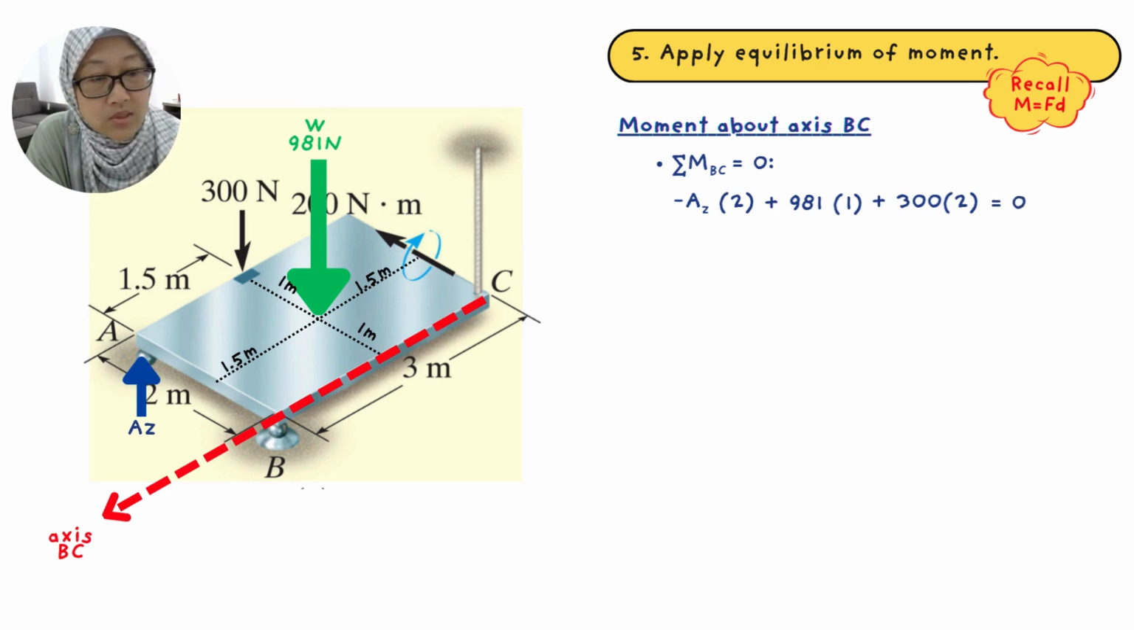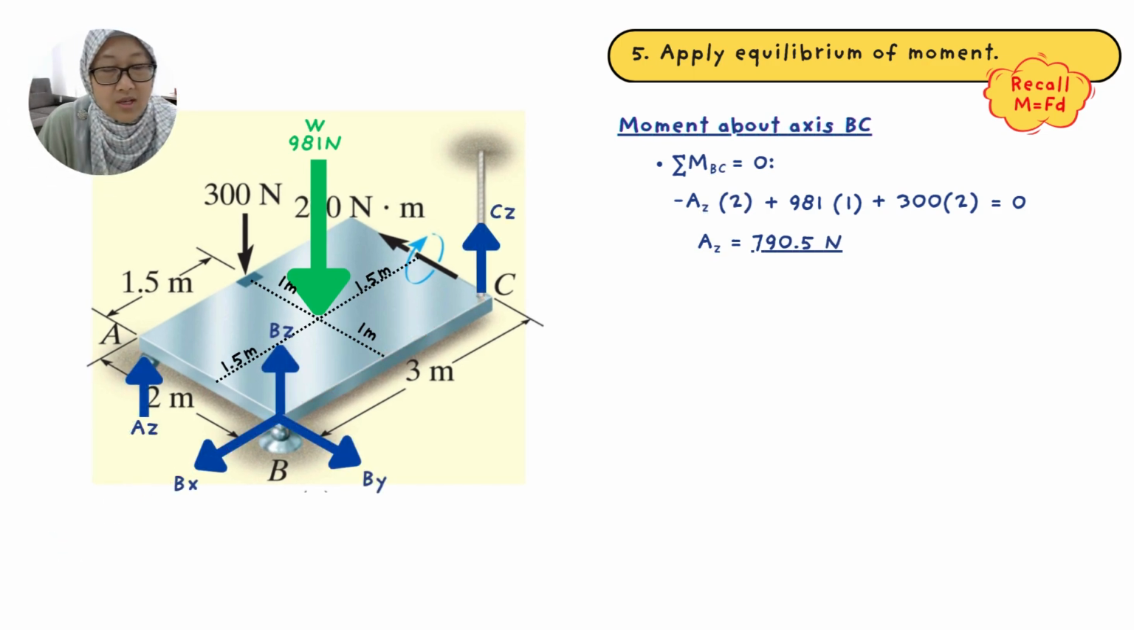There's only one unknown in your equation, AZ. So quite easily you can solve for AZ to be 790.5 Newton. Okay, moving on, let us look at what other axes that we can play around with.